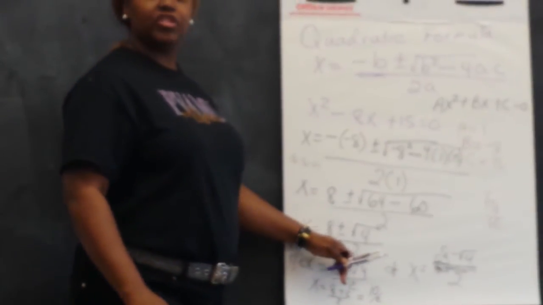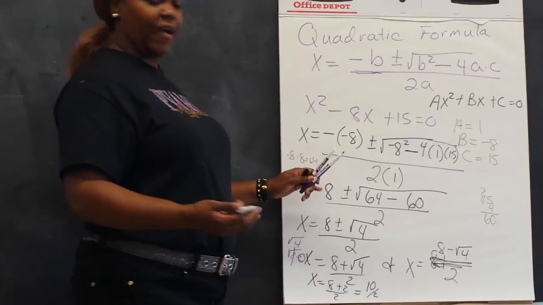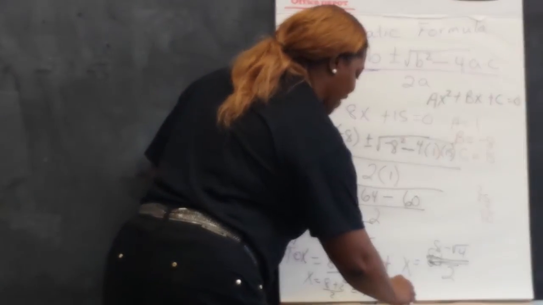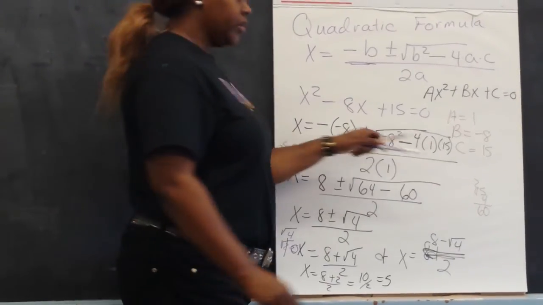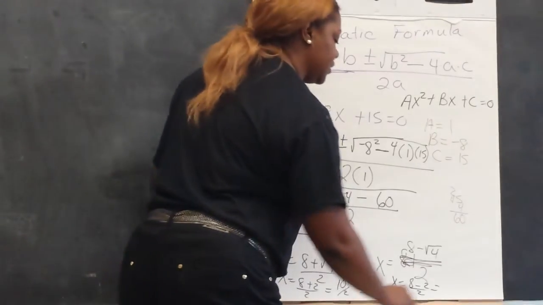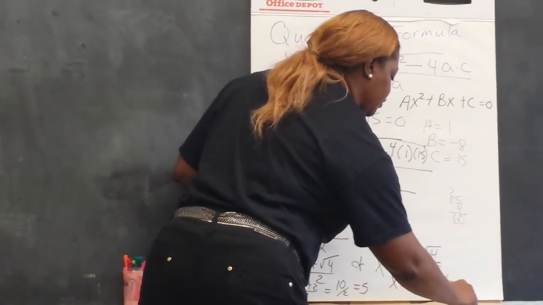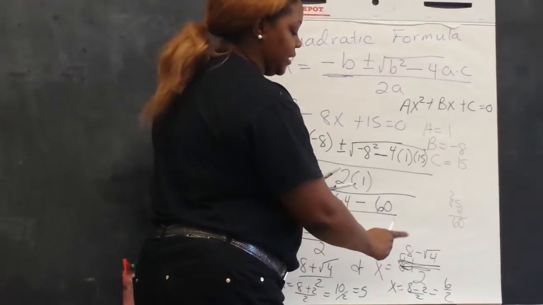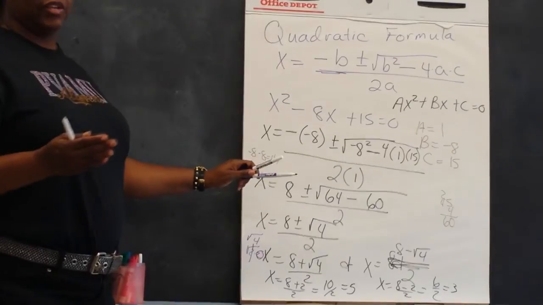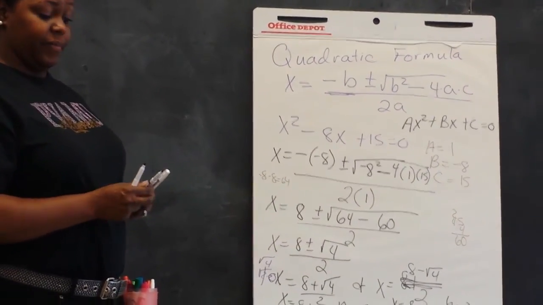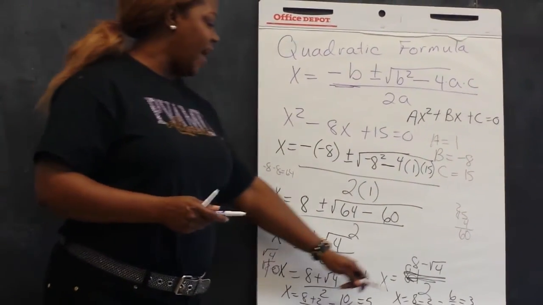Well, 10 over 2, that's dividing, an improper fraction. You're left with 5. Then over to the side, we already found the square root of 4, so we'll have x equals 8 minus 2 over 2. That gives us 6 over 2, an improper fraction, and 6 over 2 is left with 3. Now I can write my x-intercepts. My intercepts are 5 and 3.